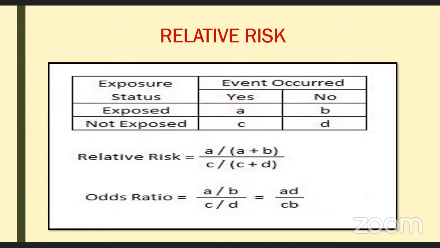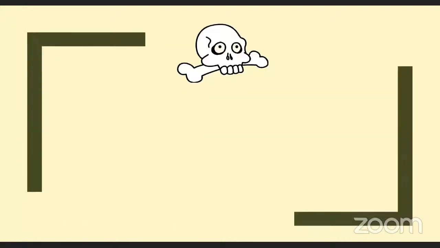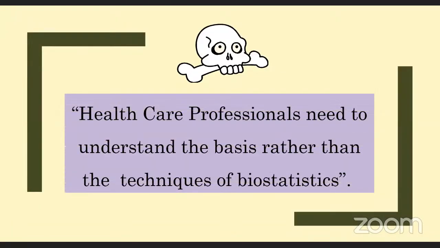RR equal to 1 means there is no relationship between exposure and outcome. RR lesser than 1 means the exposure is a protective factor, and RR greater than 1 means the exposure is a positive factor. You can predict like that. These are the very simple tests. Now, obviously, you can go for the chi-square test. Before that, you can predict things by using odds ratio, relative risk, and all. So that is about this. This is the summary.